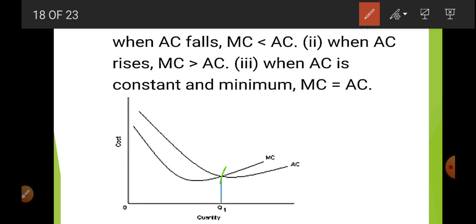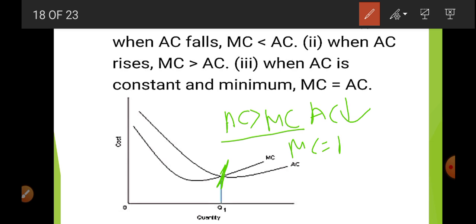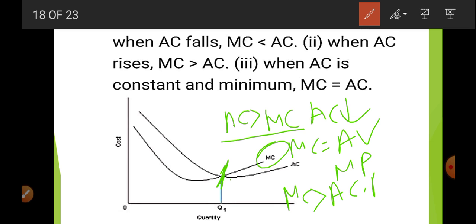Initially, which curve is greater? AC is greater than MC. So till the point when AC is greater than MC, AC falls. You can see here, till this point AC falls. When MC is equal to AC, AC is at its minimum point. After that, which curve is greater? MC becomes greater than AC. Now AC started to increase. So the same relation we find here.